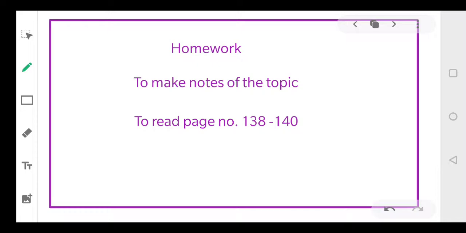Now coming to your homework. First of all, you will make clear notes of this topic. Beautifully, with beautiful sketch pen and pencil, you will draw the diagrams wherever they are supposed to be, and you will make complete notes of this topic, and then you will read page numbers 138 to 140. That is very, very important, students, right?